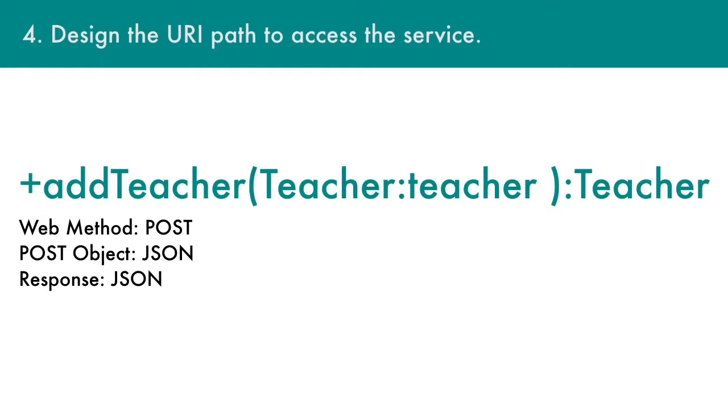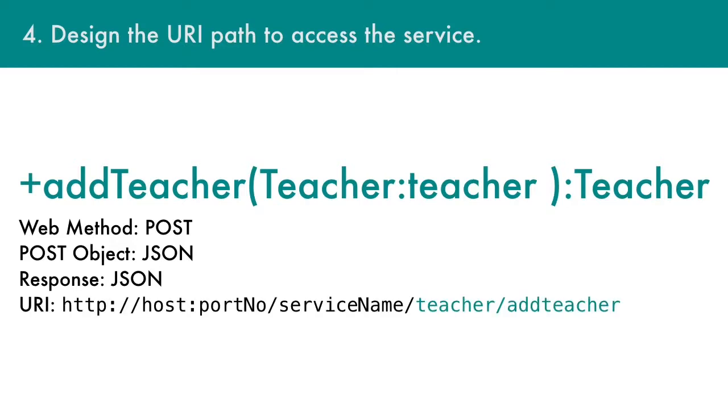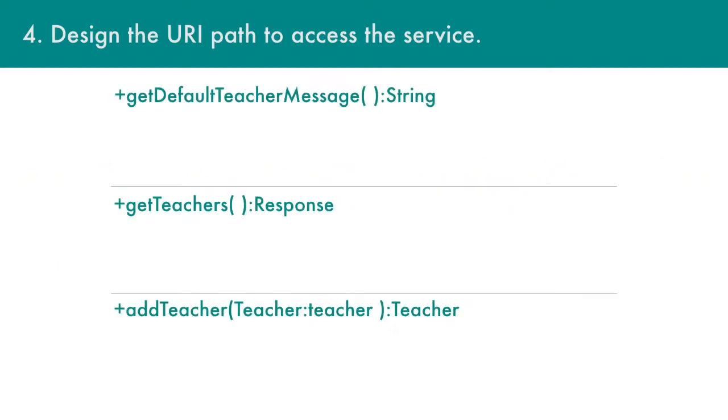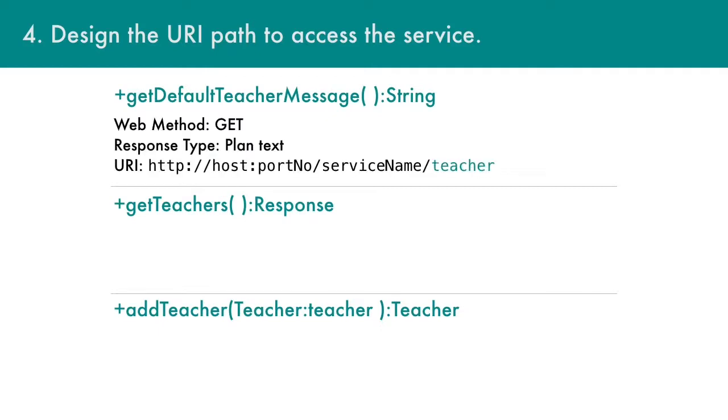And we repeat the step by naming our service for other methods. Here we use the method name to name the service, which is /teacher. After we have designed the URI for all services, we update the documentation as shown here.